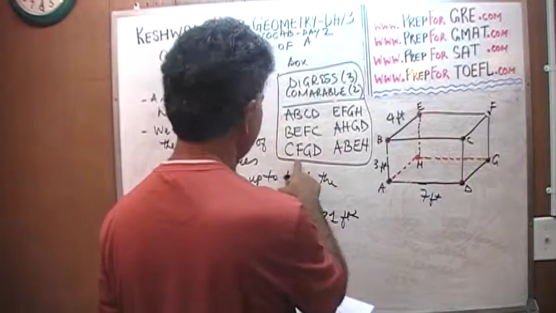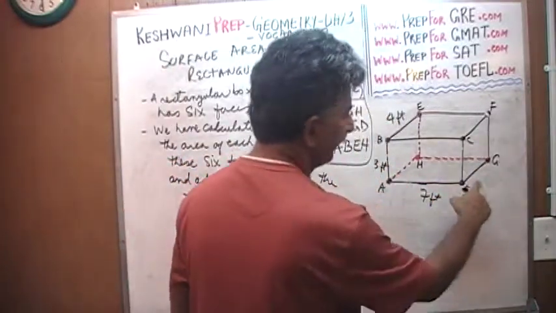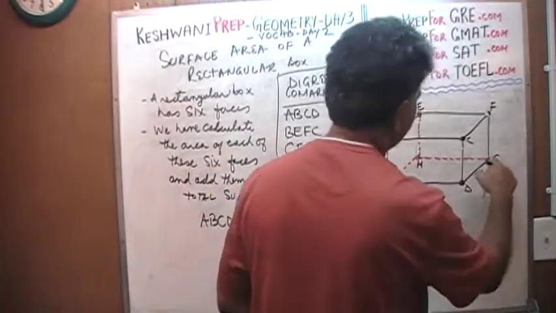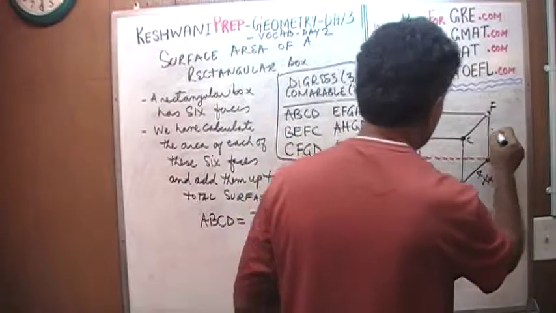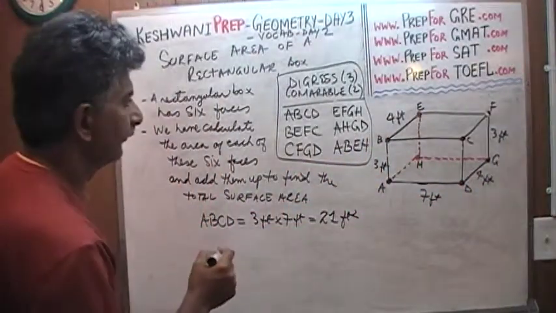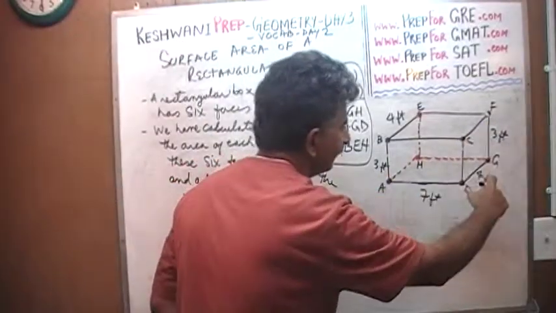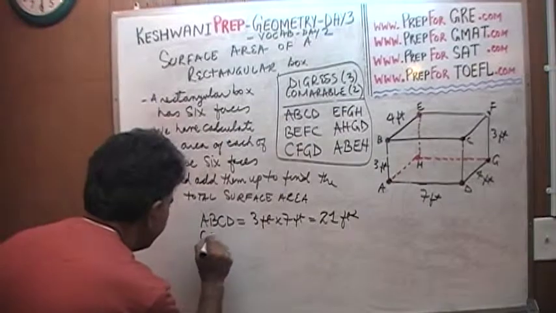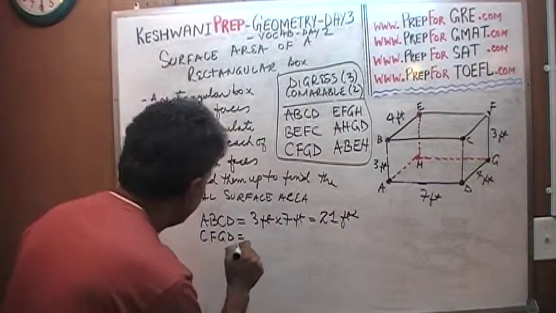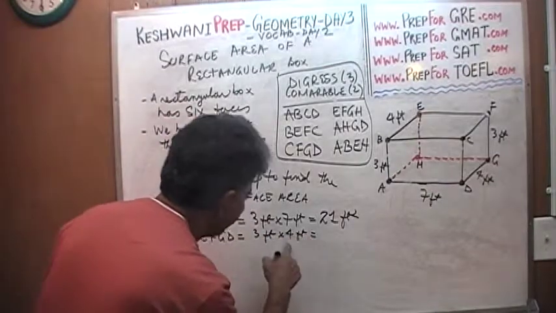DCFG is what I'm calling CFGD. CFGD, same thing. So D to G is the same as B to E, which is 4 feet, and F to G is 3 feet. So CFGD is 3 feet by 4 feet. 3 times 4 is 12.